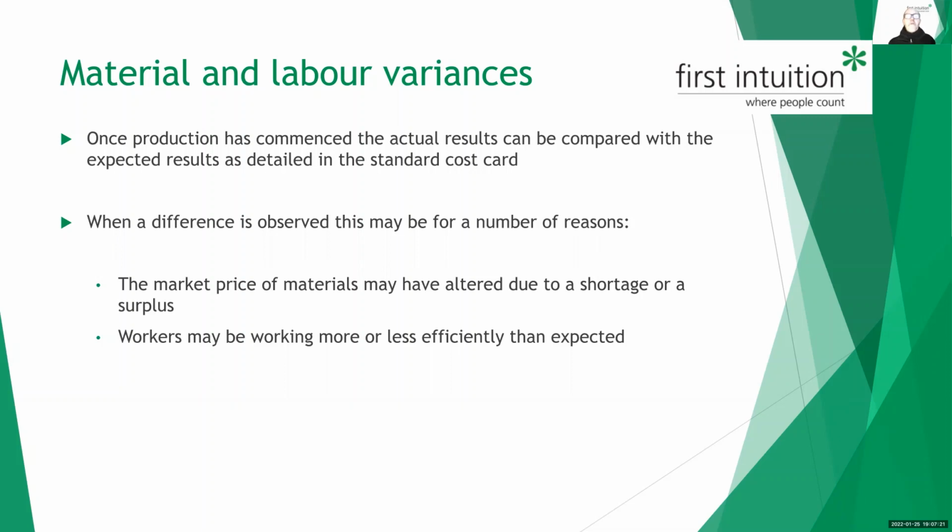And here's a fallback answer. If ever you have a question that says, suggest reasons for the variances that you've observed. Standard fallback, if you can't think of anything else, whoever drew up the cost card in the first place might have done a bit of a rubbish job. They may not have particularly accurately estimated. So that's always a good fallback answer if you can't think of anything a bit more interesting.